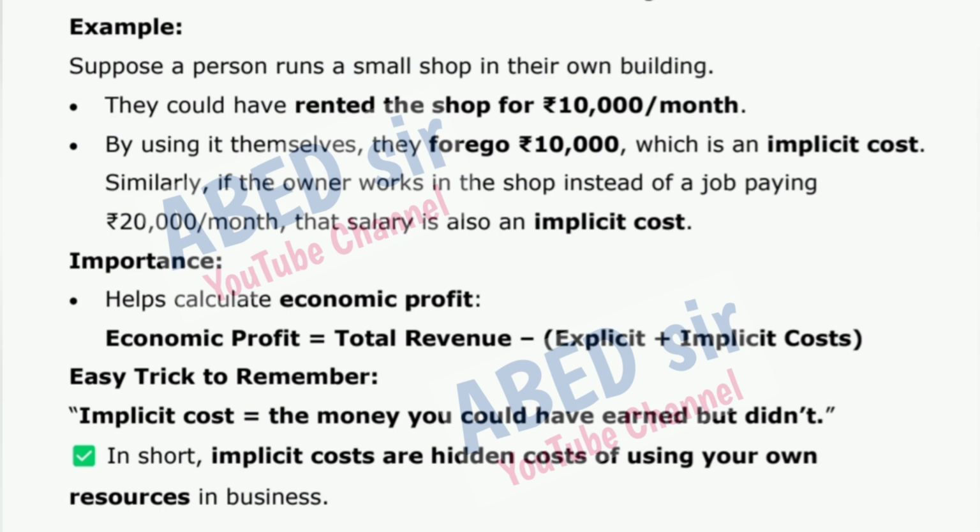Similarly, if the owner works in the shop instead of a job paying 20,000 rupees per month, that salary is also an implicit cost. Importance: helps calculate economic profit. Economic profit is equal to total revenue minus explicit plus implicit costs. Easy trick to remember: implicit cost is equal to the money you could have earned but didn't. In short, implicit costs are hidden costs of using your own resources in business.